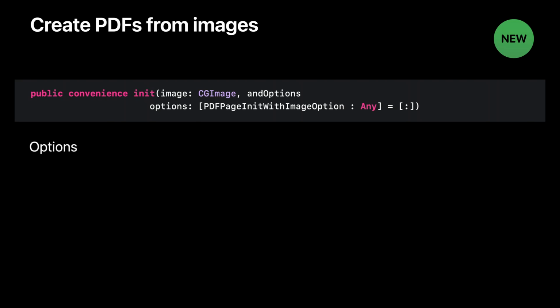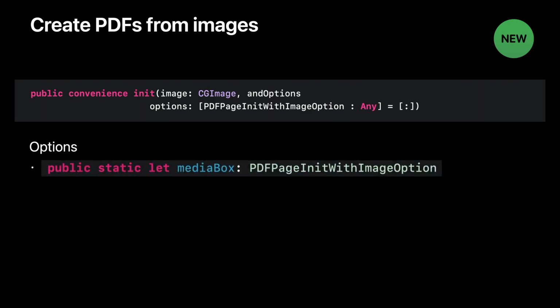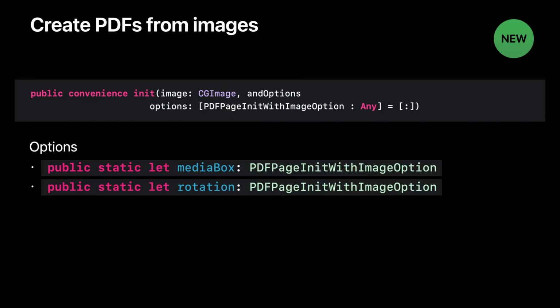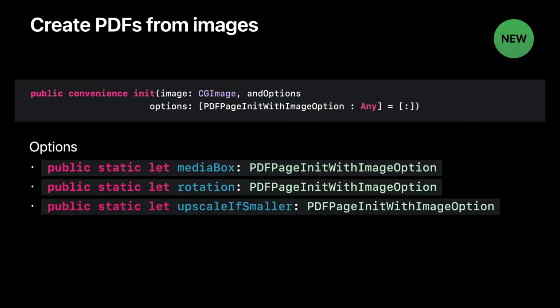There are several options that help you handle the most common cases. MediaBox specifies the size of the page. You can choose to fit the image exactly or choose a paper size, like letter. Rotation lets you specify portrait or landscape orientation. UpscaleIfSmaller: by default, if the image is larger than the MediaBox, the image is downscaled to fit. If upscaleIfSmaller is specified, that still applies, but if the image is small, it will be upscaled to fill the page.